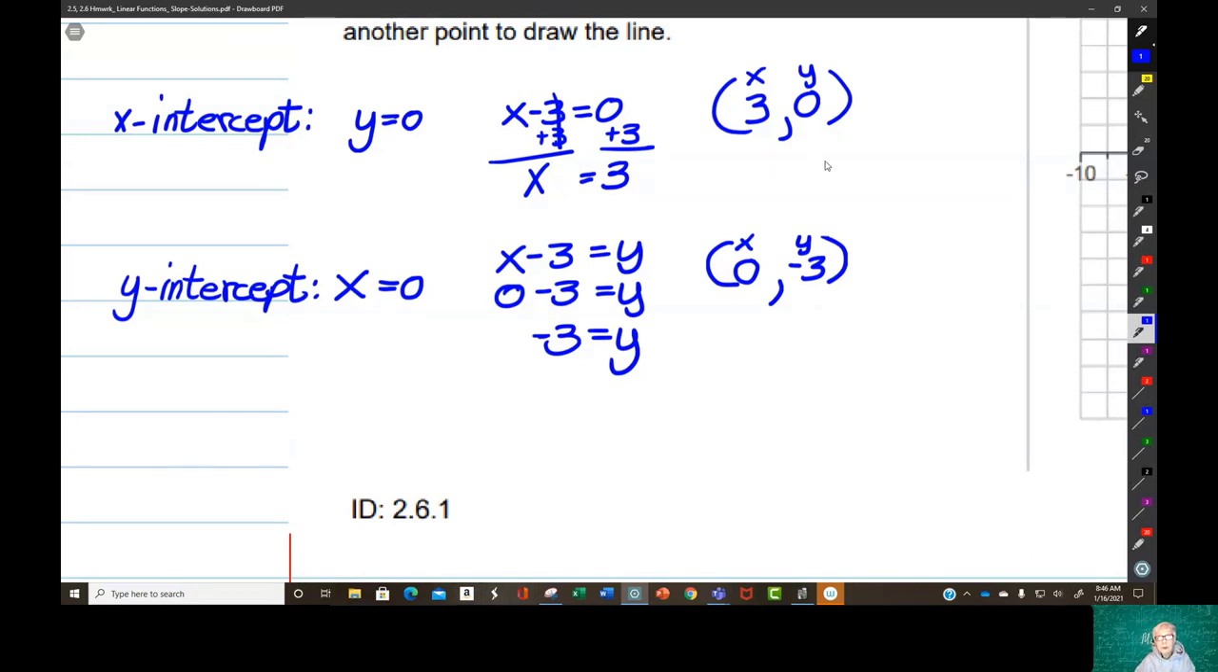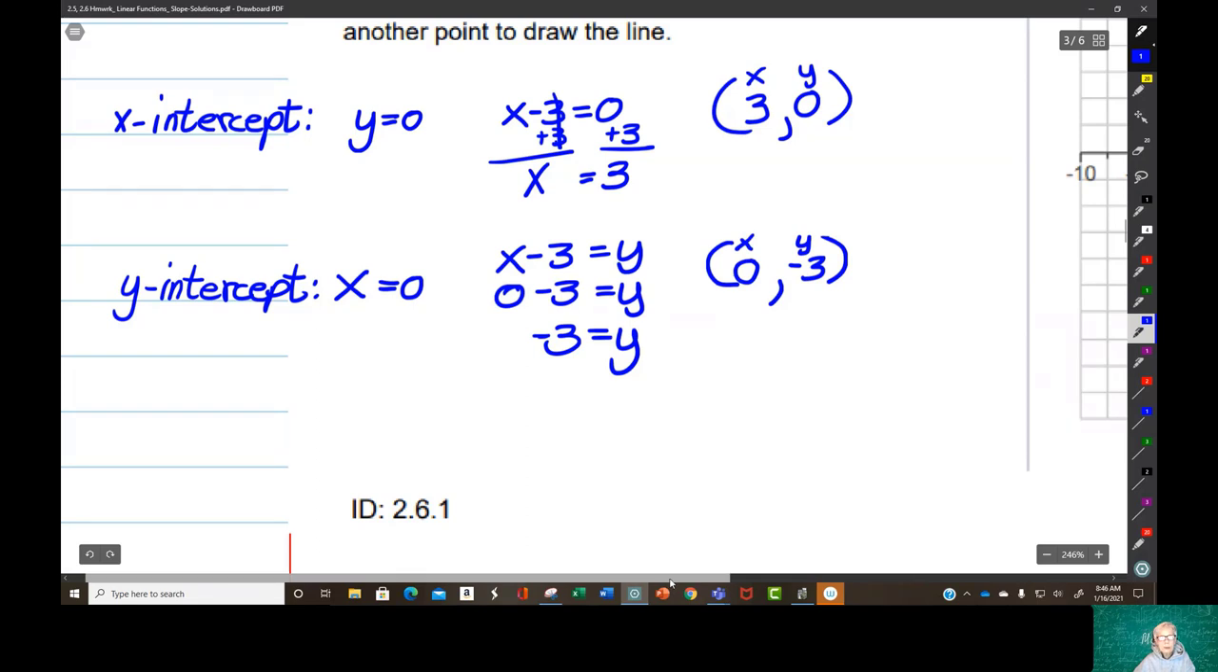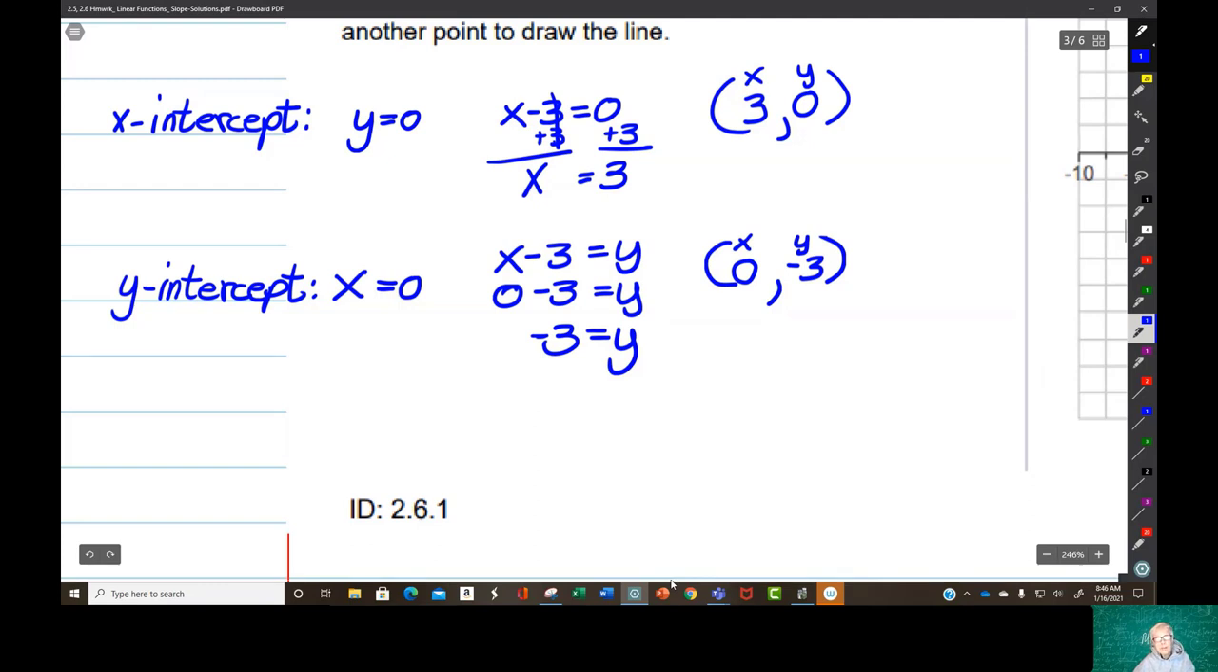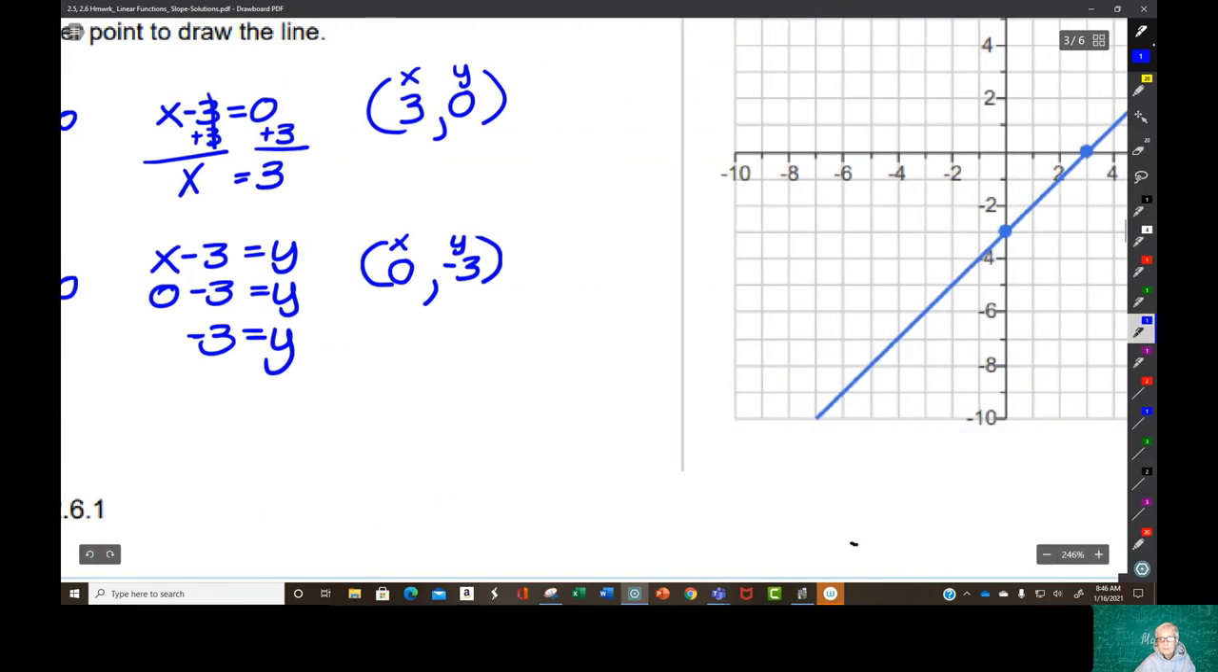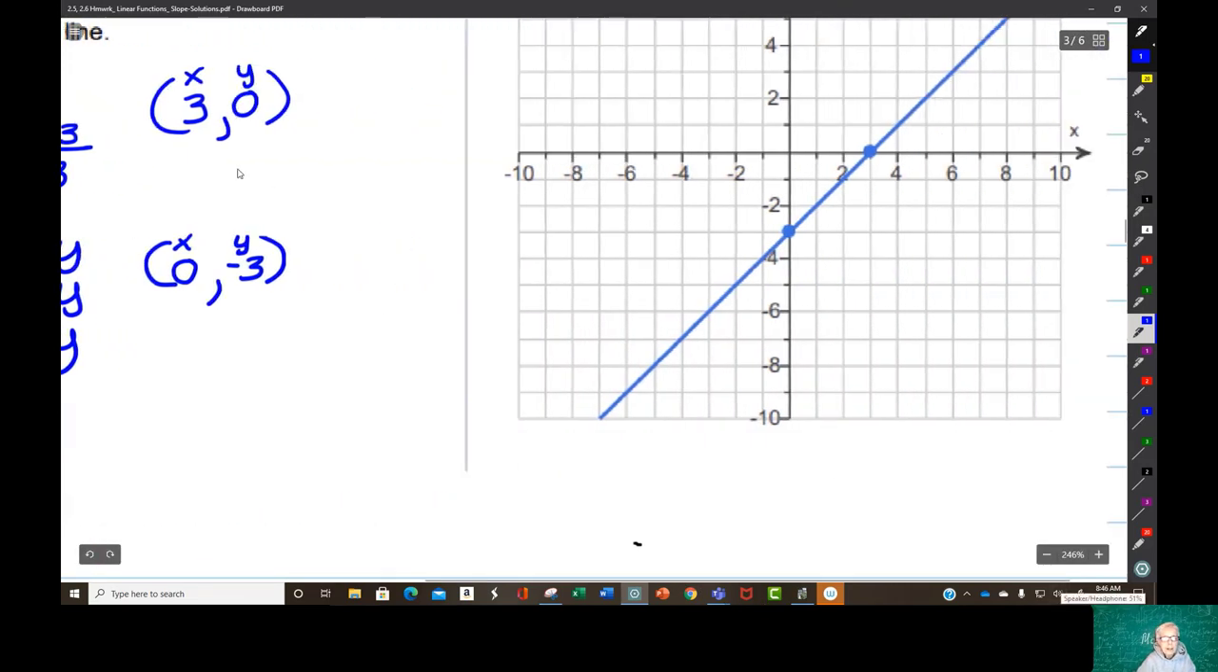And so now you have your two points. All you have to do is go to MyMathLab and graph the line. In any math class you've ever had, the way you graph a straight line is all you need is two points. Now, some teachers make you find a third point. That's just to make sure. But here's the point 3, 0 right here. Here's the point 0, negative 3.